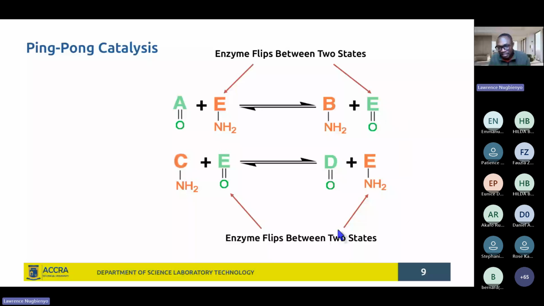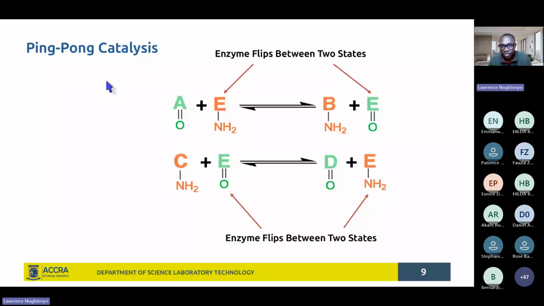And you see that we have an amino acid transferring the amine group onto the coenzyme or the enzyme. That's like playing the table tennis to it. And then it also places it onto the alpha ketoglutarate. Then that alpha ketoglutarate becomes glutamic acid before there is the process of deamination. So because of that kind of transfer of the amine group from one molecule to the other, it is referred to as ping pong catalysis.